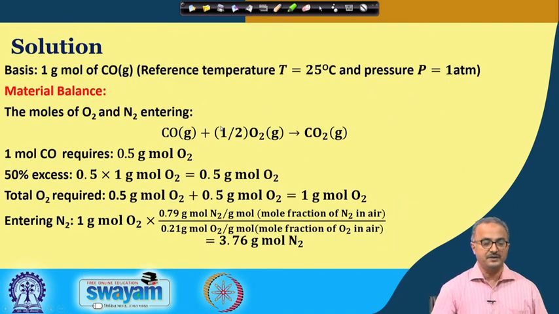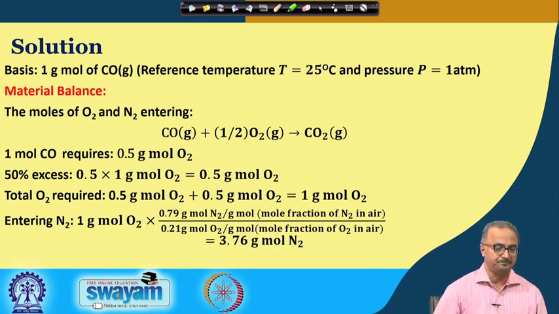Now what we do, as we learnt earlier, is choose a basis. So here we are choosing a basis of 1 gram mole of carbon monoxide, as our result in the problem statement is to be reported in terms of this particular quantity. The reference temperature is taken to be 25 degrees centigrade and pressure to be 1 atmosphere, because as you know, the enthalpy is to be found from some reference values of pressure and temperature. So these are the two values of temperature and pressure based on which we are going to find out the enthalpy.